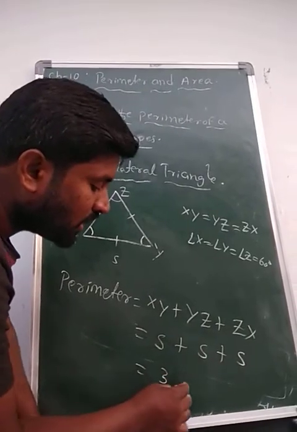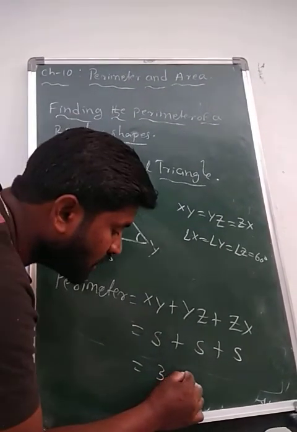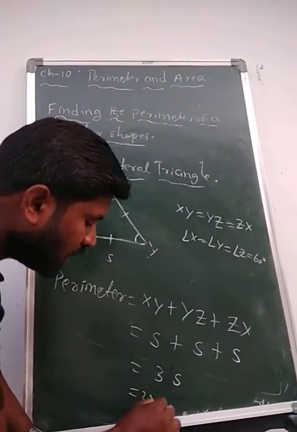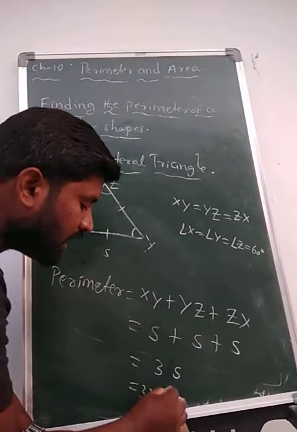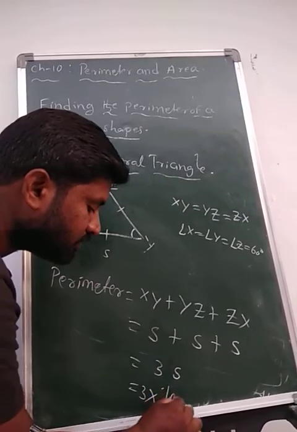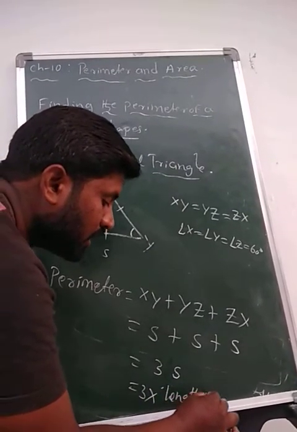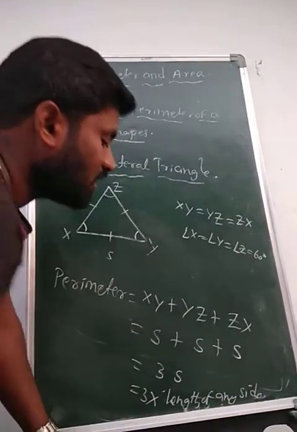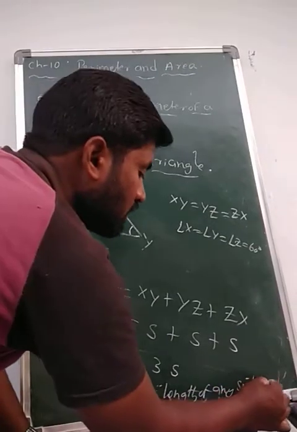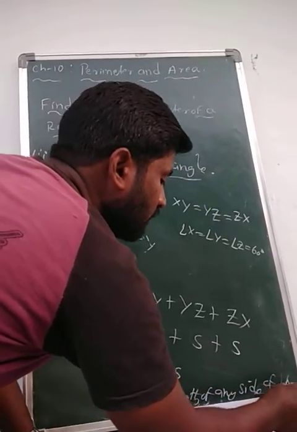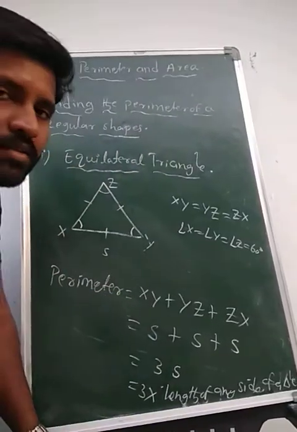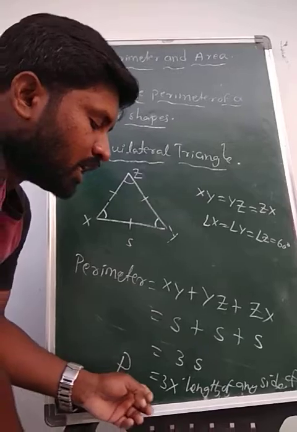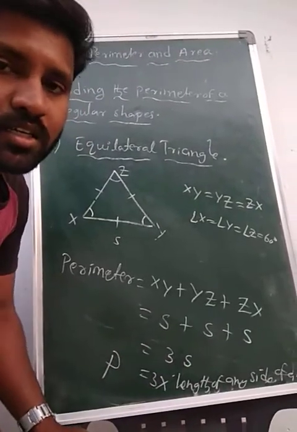Okay, don't understand it as 35, this is 3S, it's not a 5. So we can write it as 3 into S, the length of any side of an equilateral triangle. The perimeter of an equilateral triangle is equal to 3 into the length of any side of an equilateral triangle.